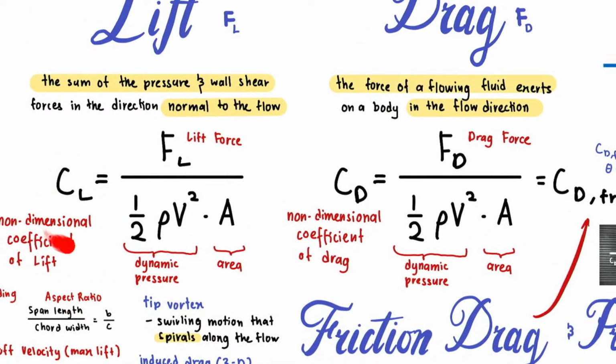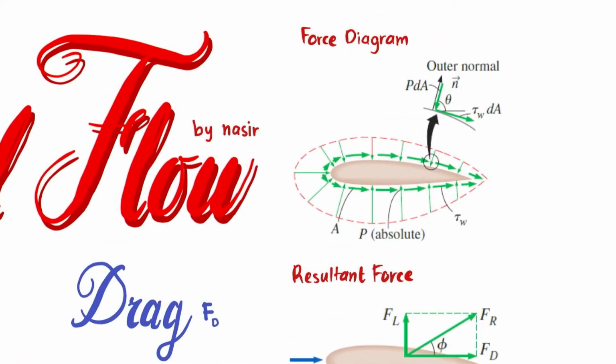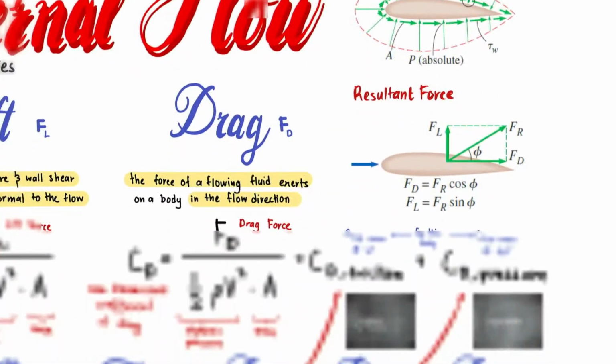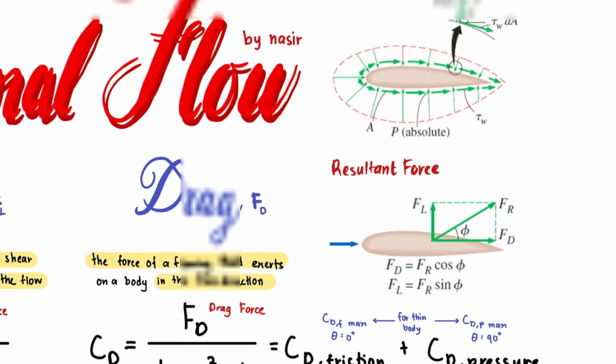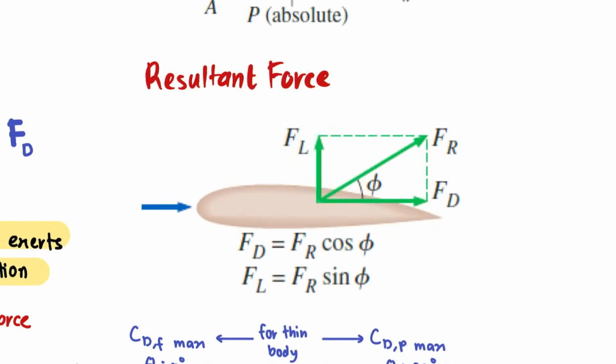So the coefficients are basically the same. The difference is just the forces on top here. Okay, so this is the resulting force. Usually if you are given a free body diagram, this is how it would look like: the lift generated by the body and also the drag generated by the body.